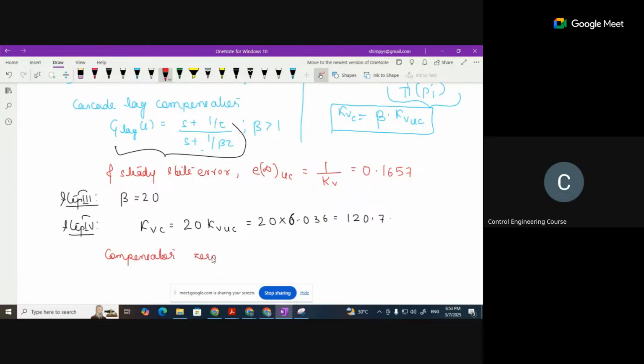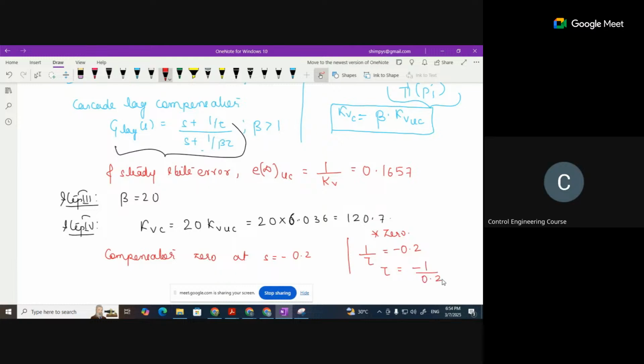At s equals minus 0.2, that means 1 by tau is equal to minus 0.2. This is my zero, right? Clear? So what is the value of tau?